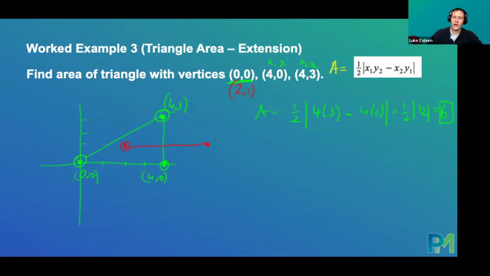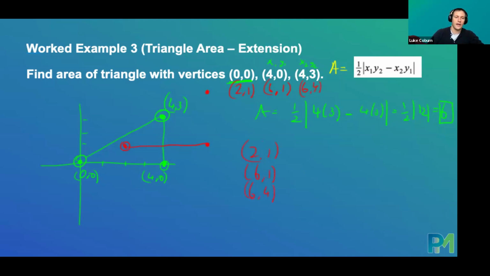That would be 6, 1. And for this one here, it would also be shifted by 2 and up by 1, so it would be here. That would be 6, 4. So imagine we were given this problem in this first way: work out the area of a triangle with these vertices.